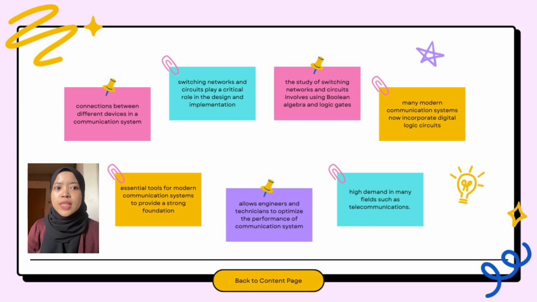Switching networks refer to the connections between different devices in a communication system, while circuits refer to specific switching networks that use electrical signals to transmit information. Secondly, both switching networks and circuits play a critical role in the design and implementation of modern communication systems. Not only that, switching networks and circuits allow for efficient data transfer and processing. Furthermore, in discrete mathematics, the study of switching networks and circuits involves using Boolean algebra and logic gates to analyze and optimize the performance of any system.